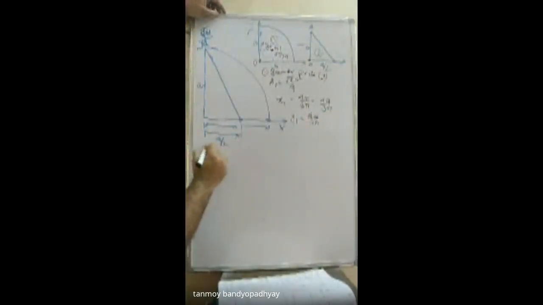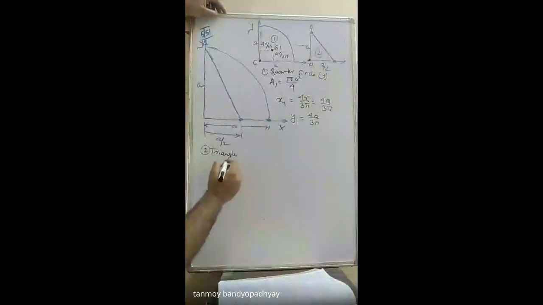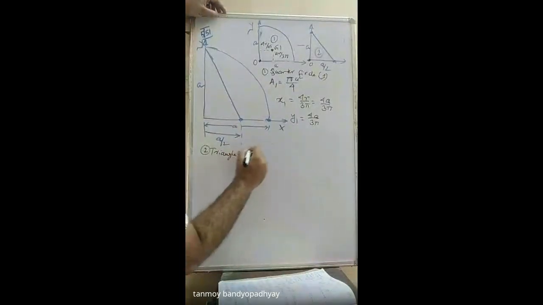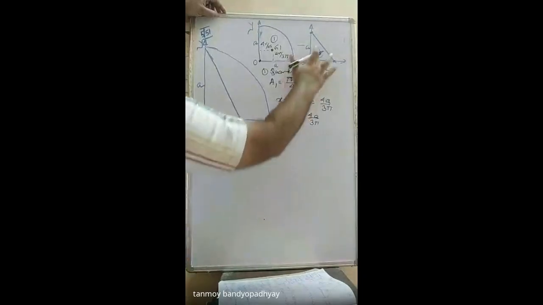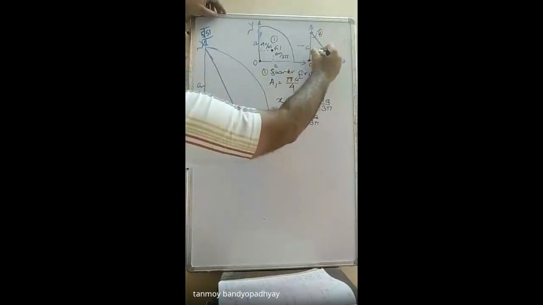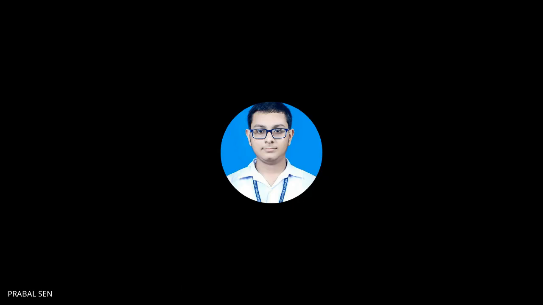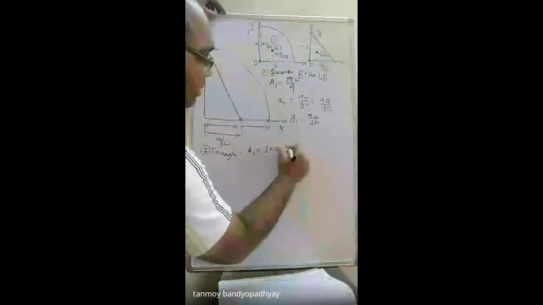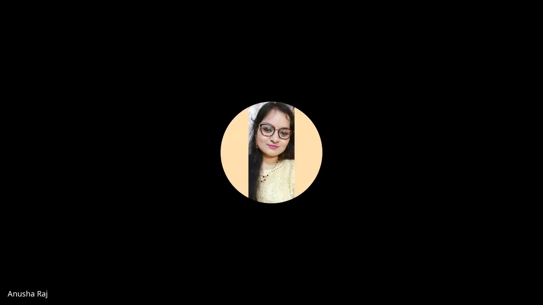Now for the triangle 2, what will be A2? So A2 will be equal to a square by 4.